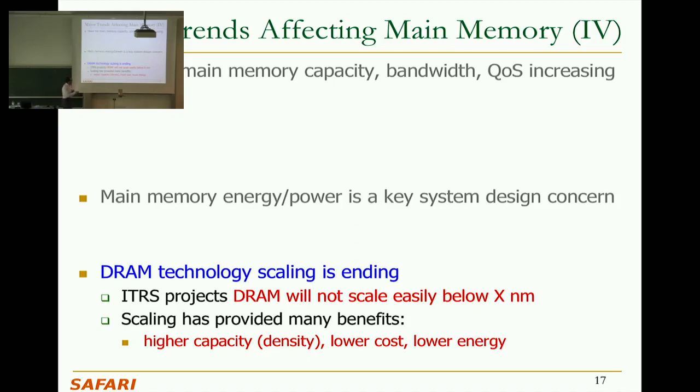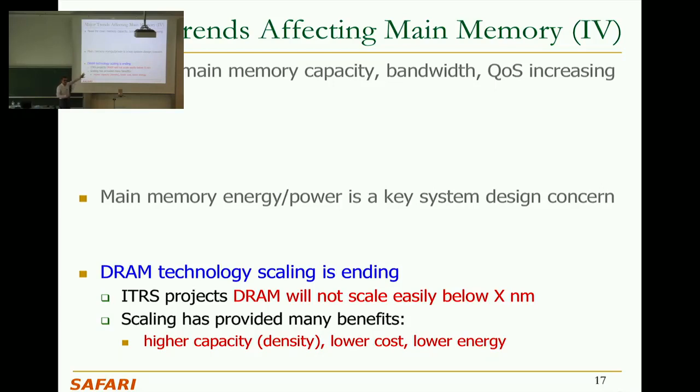Basically, ITRS, the International Technology Roadmap for Semiconductors, has been projecting for a long time that a DRAM cell feature size will not easily scale below X nanometers. Yeah, the capacitor is very hard to scale, as you mentioned over here. So, of course, over the years this X goes down in their projections, but I don't want to change my slide based on their projections, so I'll keep X over here. But we're going to get back to that X later on.